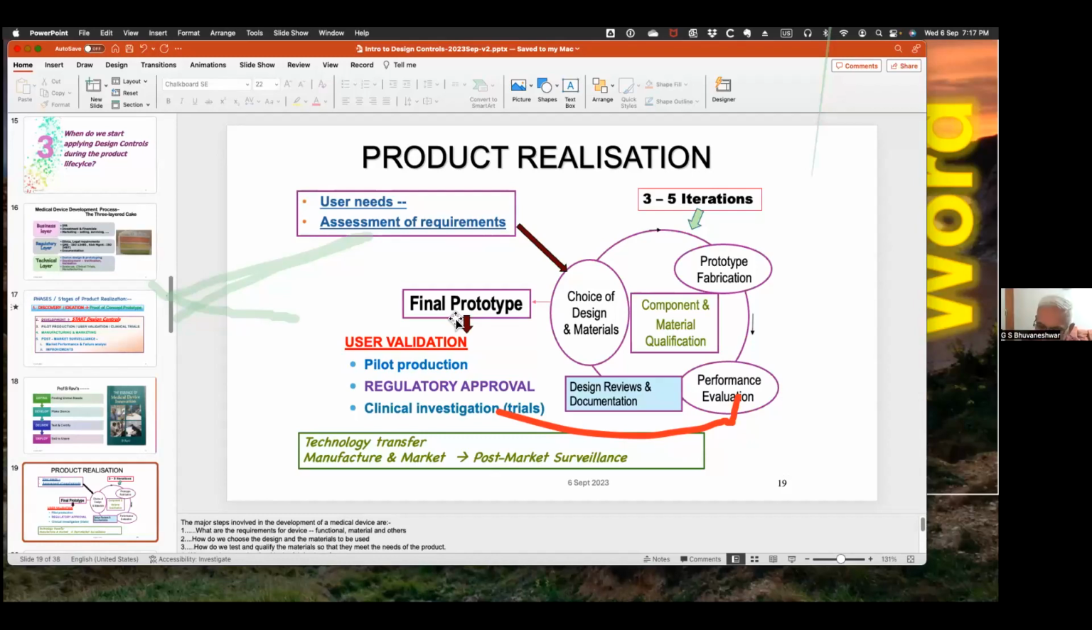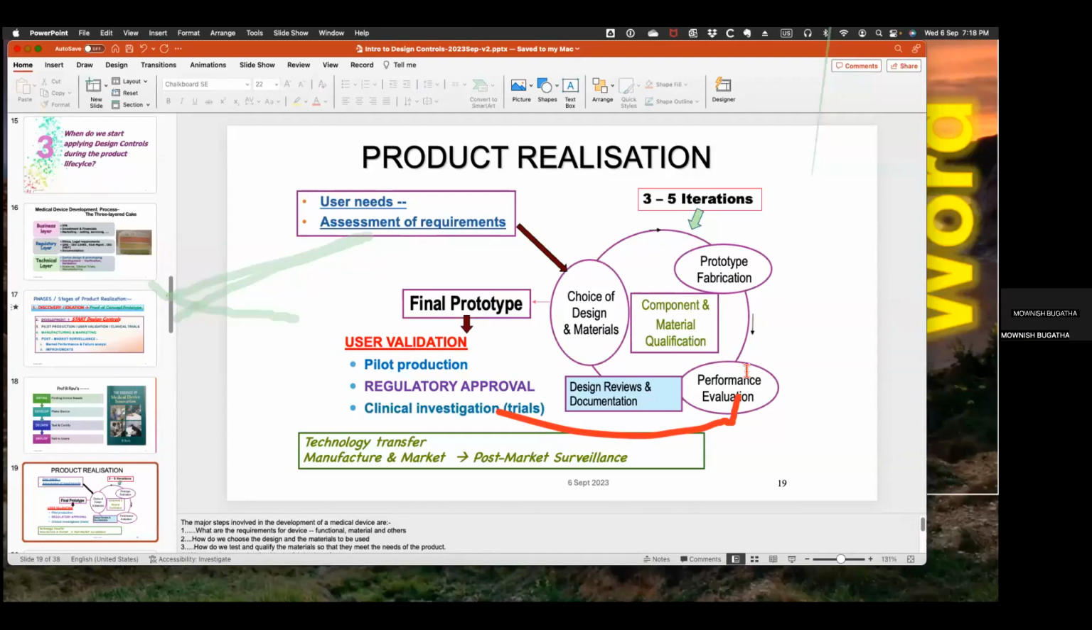Yeah, I agree. Because from my experience, every development goes through 3 to 5 iterations of prototyping before you end up with a final prototype. I just wanted to highlight that from my experience. I think this is borne out in many other disciplines as well. Definitely. It happens in all product development.